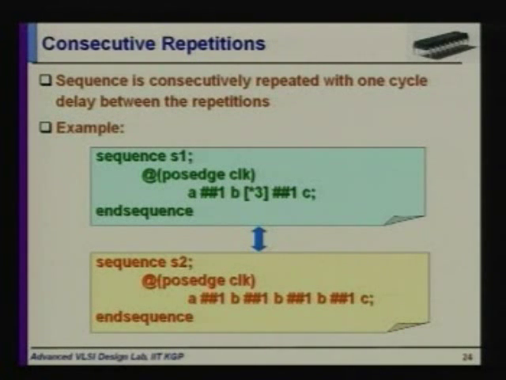Consecutive repetitions means a sequence is consecutively repeated with 1 clock cycle delay between repetitions. Look at the top sequence. What does it say? That A, then in the next clock cycles B will be 1 three times, and then C will be 1, then we will get a match. If we elaborate this, it becomes this. As B is 3, it is easy to write it this way, but when B is 40 or 50, it's a tough job.